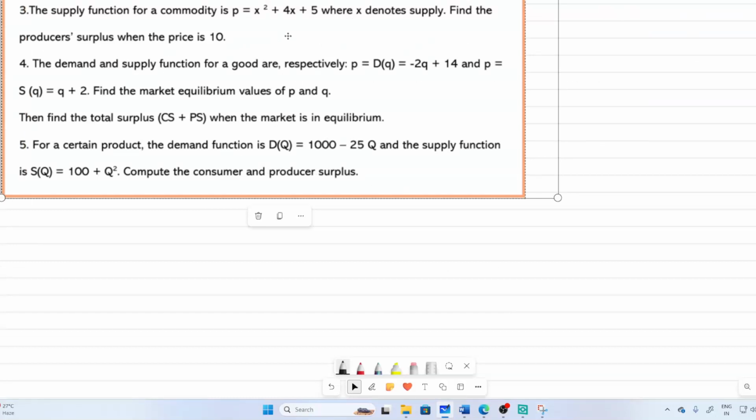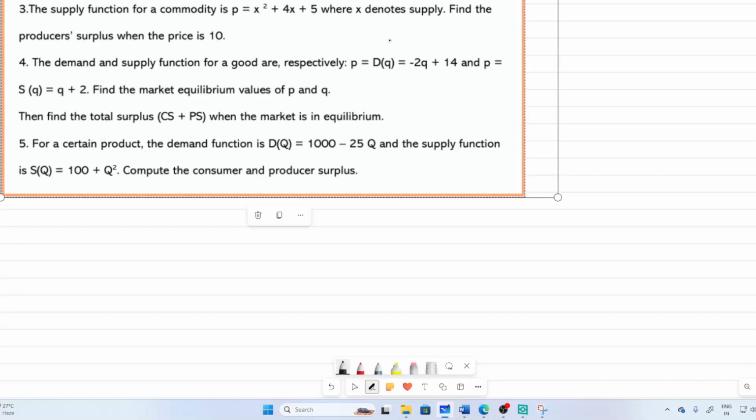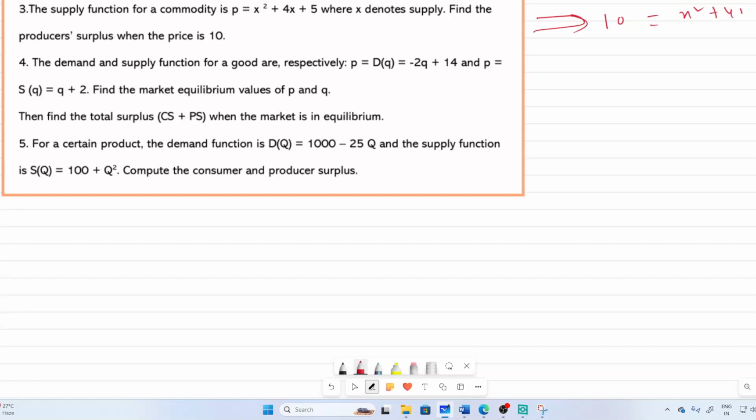Here it is given supply function P equal to x square plus 4x plus 5. Find the producer surplus when price is 10. So you compare that P with 10. Proceed in a similar manner. Just put P equal to 10 over there. So 10 will be equal to x square plus 4x plus 5, so x square plus 4x minus 5 equal to 0. So x plus 5, x cannot be minus 5, so x is 1.